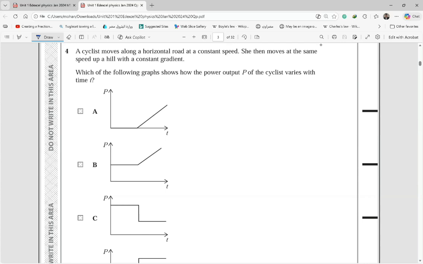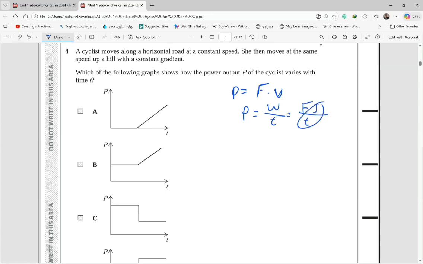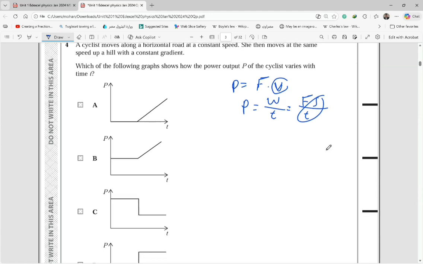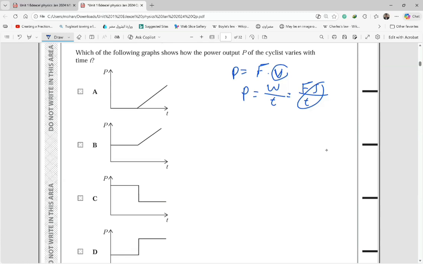To answer a question like this, you know, as we studied yesterday, that the power equals F times V. You remember when we said that power equals work over time, and the work equals force times displacement over time. Displacement over time is the velocity, or distance over time is the speed. From here, as long as she is moving at a constant speed, this means she is moving at a constant power. So it can be B, C, or D.